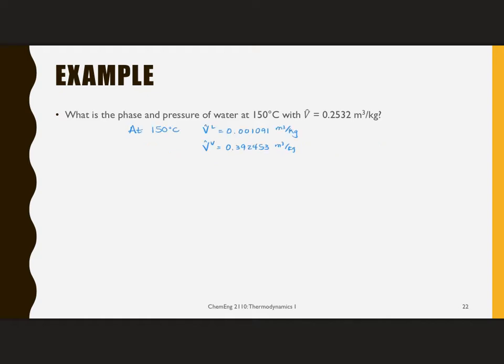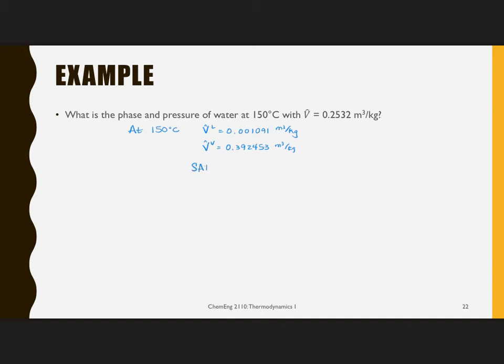From the table in our textbook, at 150 degrees C, the liquid volume is 0.001091. Okay, so we're definitely not smaller than that. The vapor volume is 0.392453. Oh, wait, so this is in between, so therefore this is saturated.